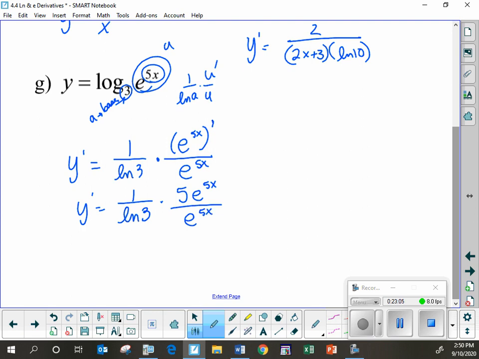Because I needed that derivative, and its derivative looks like that. Now, 5 e to the 5x over e to the 5x cancels. I get 5 over natural log of 3.